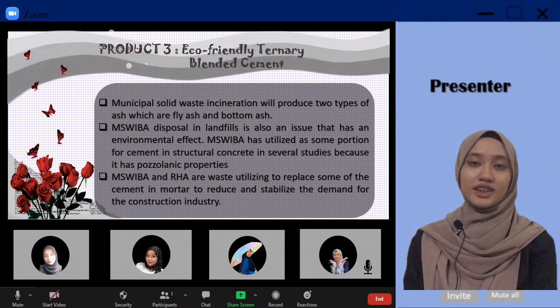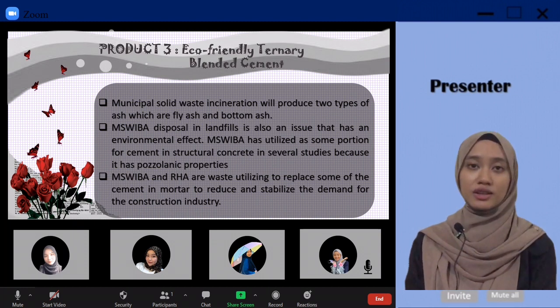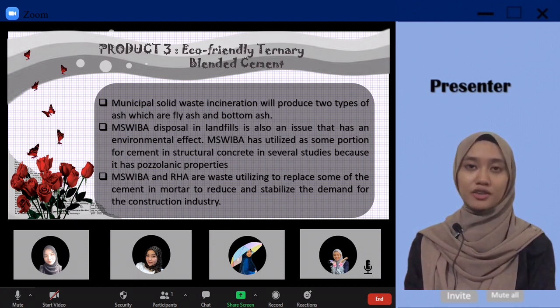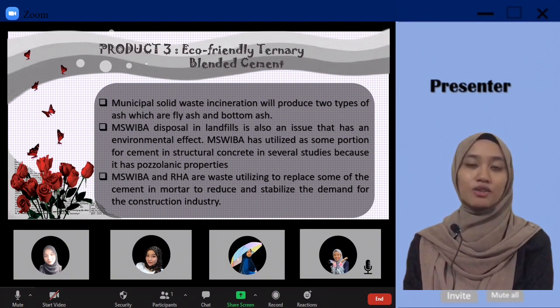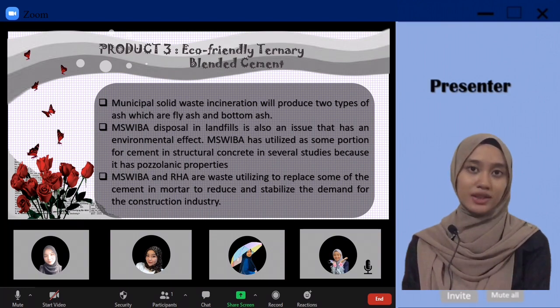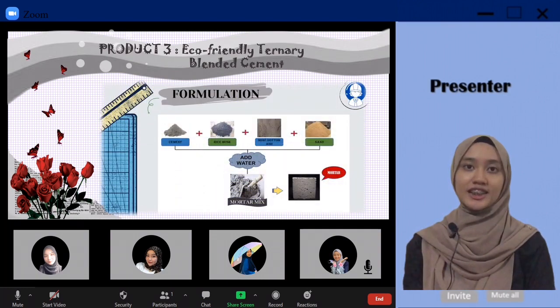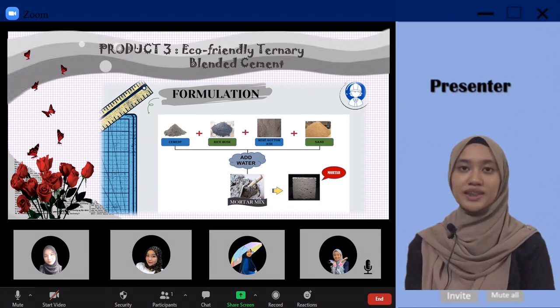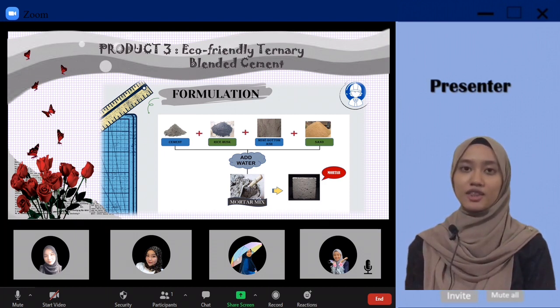Municipal solid waste incineration bottom ash and RHA are wastes utilized to replace some of the cement in mortar to reduce and stabilize the demand for the construction industry. So, it benefits in reducing carbon dioxide emissions into the atmosphere, reducing waste footprint, and having a positive impact on the environment. The formulation of this innovation is cement, RHA, municipal solid waste incineration bottom ash, and sand mixed together. After that, water is added, becoming a mortar mixture, which then sets hard.